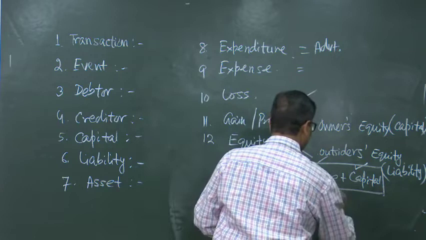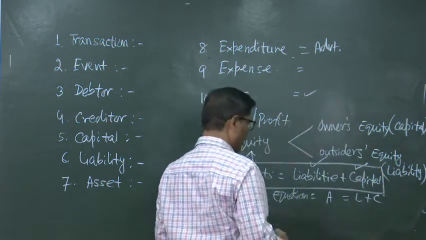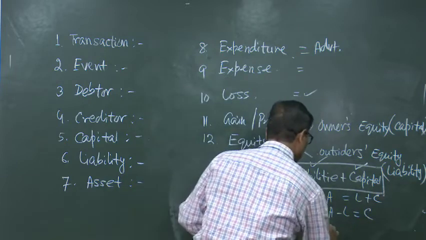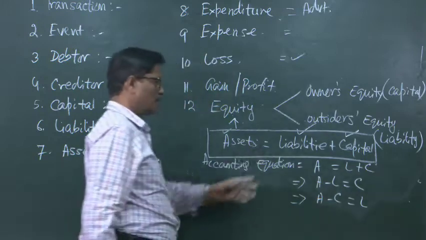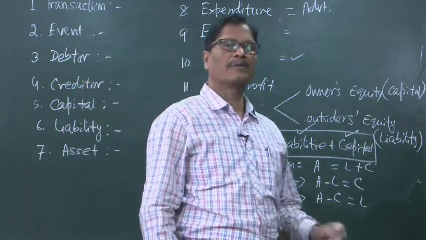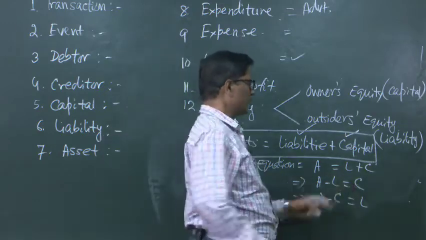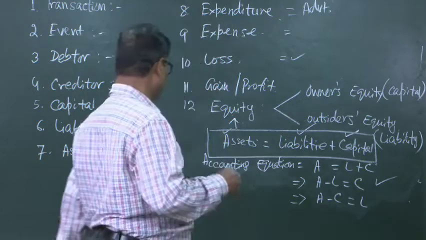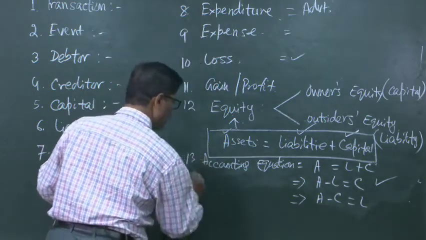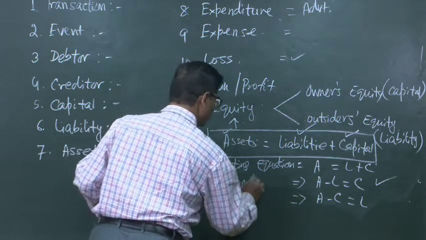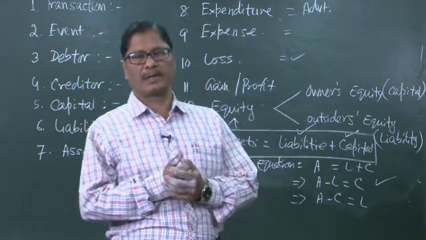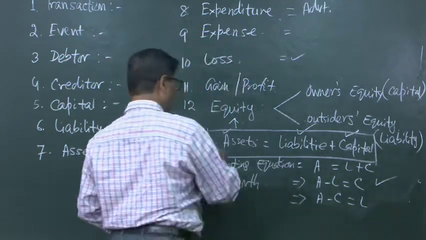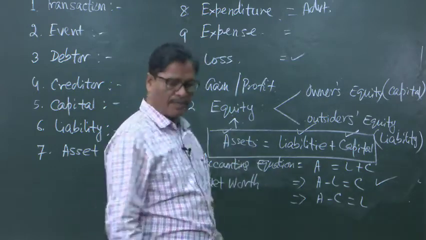Accounting equation says assets is equal to liabilities plus capital, or it implies that assets minus liabilities is equal to capital, or assets minus capital is equal to liabilities. These are all equations. This is accounting equation. A minus L is equal to C. Assets minus liability is equal to capital. Then this capital, the other name of this is called net worth. So, this is number 13. Number 14 is net worth. Again, net worth precisely means the capital, because net worth is equal to assets minus liabilities. From the same equation we have derived so many things.